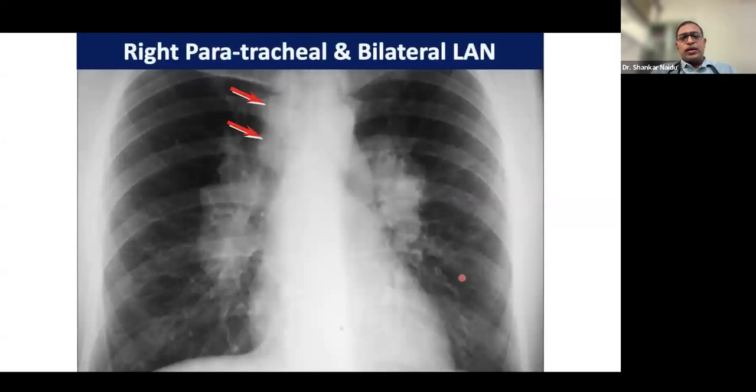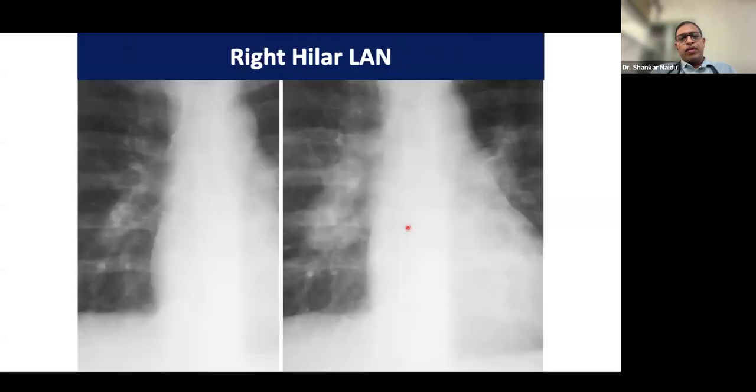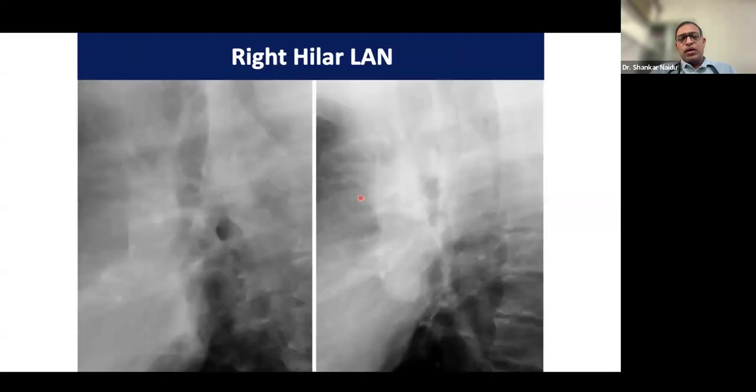So as you can see here, these are the lymph nodes which are enlarged in the right paratracheal area, and also the bilateral hilar lymphadenopathy. So again here, there is an opacity in the right hilum, so right hilar lymphadenopathy. And here, there is an opacity seen again corresponding to the right hilum, so right hilar lymphadenopathy.